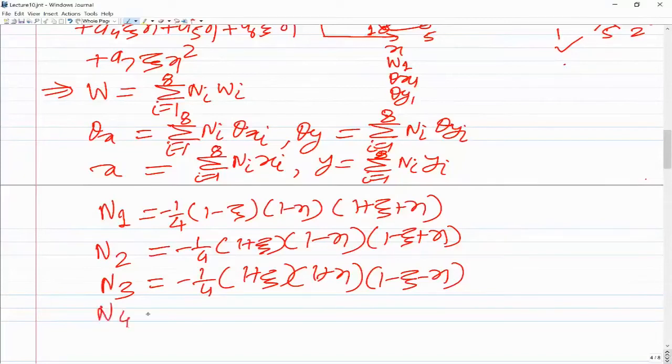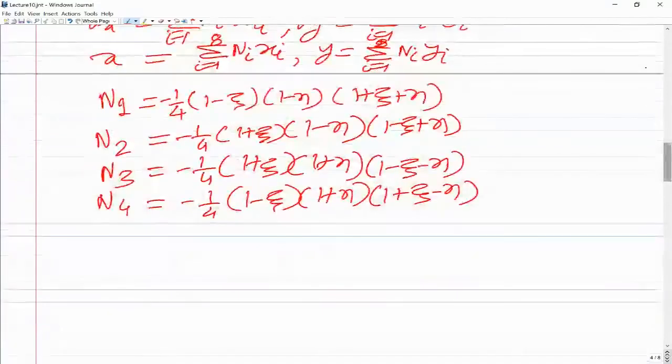So similarly then N4 would be minus 1 upon 4, 1 minus xi, 1 plus eta, and 1 plus xi minus eta. So these are the shape functions corresponding to the corner nodes, and these are also actually known as serendipity shape functions, because the element has got nodes only at its outer boundaries, and if we have nodes at the inside also, then that is known as a Lagrange element. So for example, a 9-noded element would be a Lagrange element.